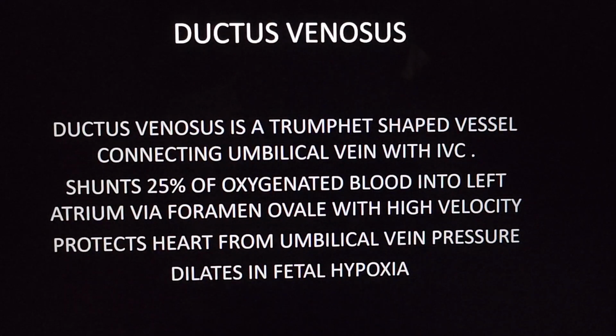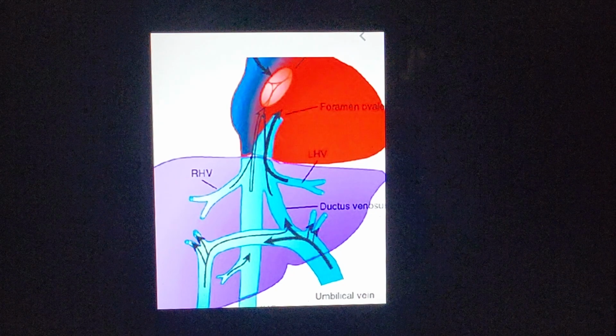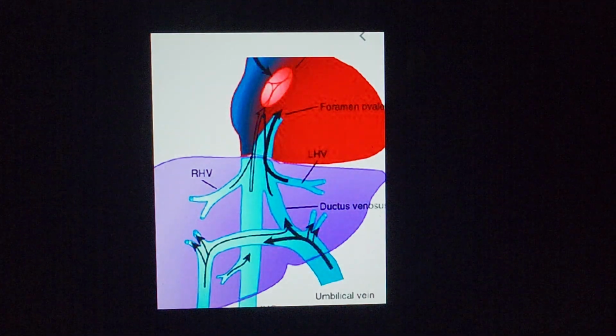So it shunts about 25% of the oxygenated blood into the left atrium via the foramen ovale, thereby bypassing the right heart circulation and the lungs. It does this because it has a muscular wall and it is at an angle, as shown here.